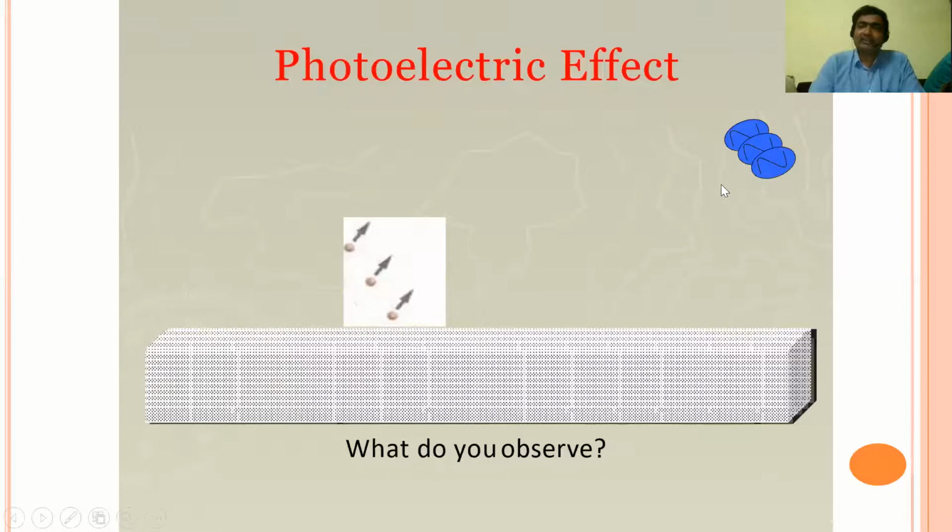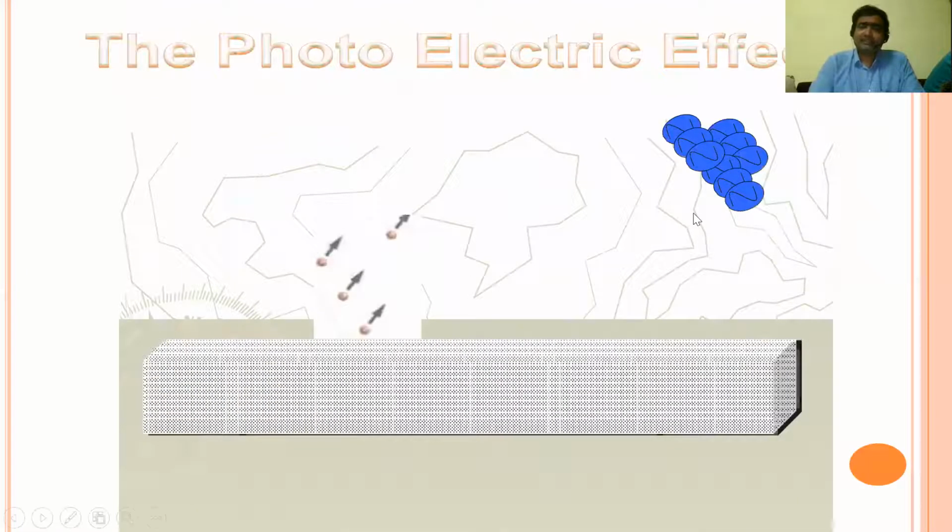Repeat the same with the blue light. As you increase the intensity of the blue light, what is your observation? More electrons are ejected. So 3 photons are falling, and correspondingly 3 electrons are getting ejected. Similarly, repeat the same experiment with still higher intensity of the blue light. What is your observation? Correspondingly, there is an increase in the ejection of more electrons.